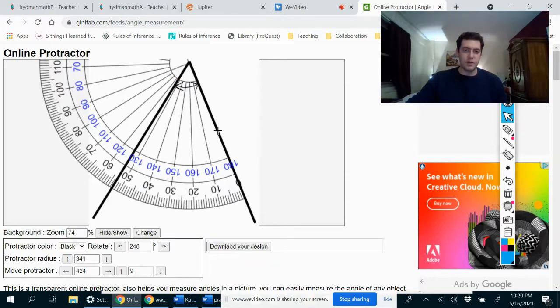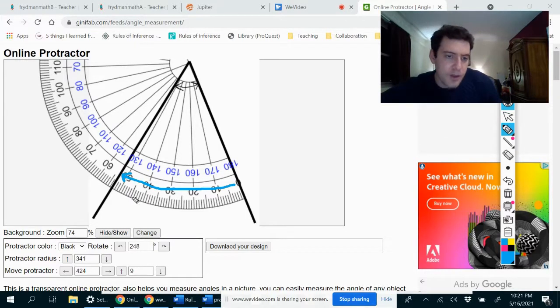So now we have the vertex over the bottom center part of the protractor. We have this line over here going through 0. So we're going to use this set of numbers over to here, to that other line. Okay, so we're using the outside set of numbers. So 0, 10, 20, 30, 40, 50, and then let's see here. So this is 50 exactly.